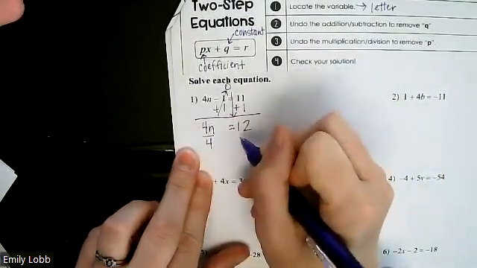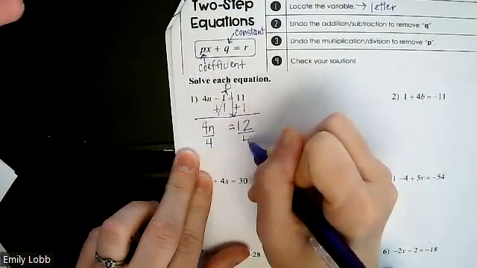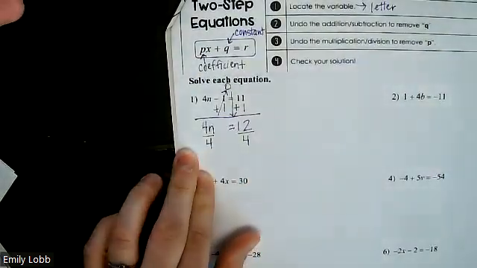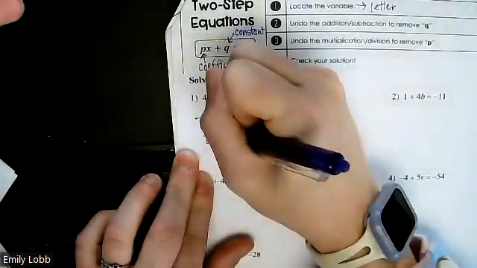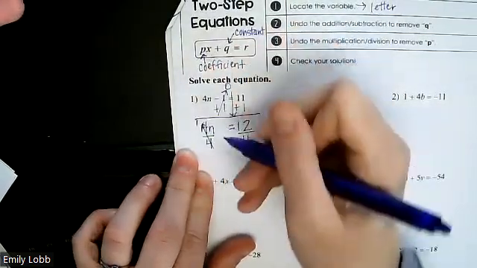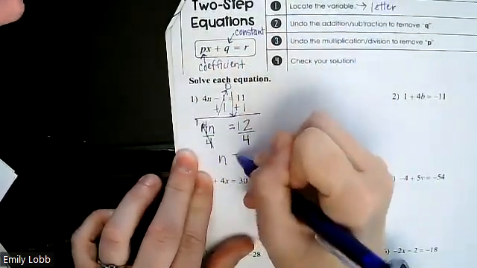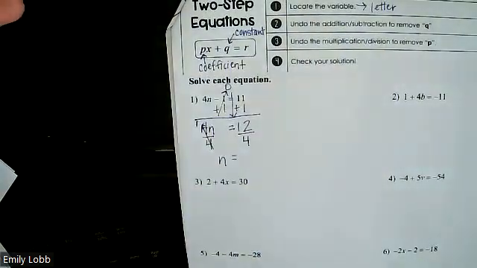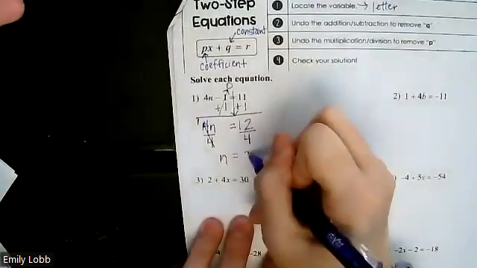Whatever I do to the left side of my equal sign, I have to do to the right side of my equal sign. So 4 divided by 4 is 1. So I just have 1n or n. And what's 12 divided by 4? What's 12 divided by 4? 3. All right.